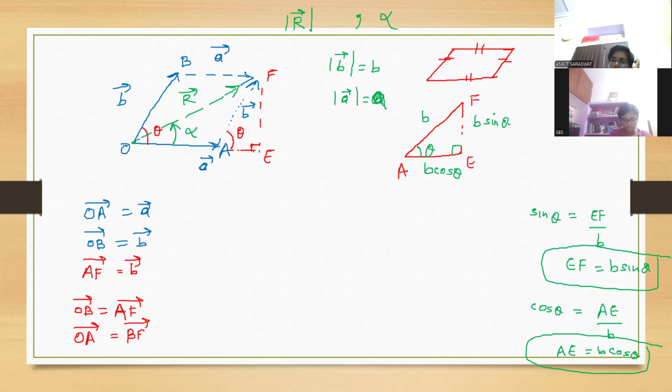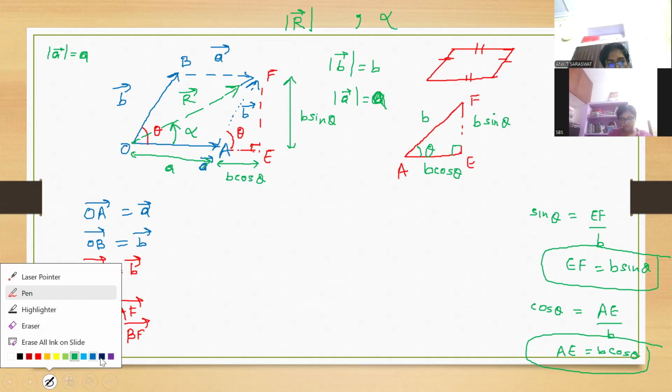Clear? Yes, sir. Now you know this length. If I say mod A, mod A is A, the magnitude. You know this length from here to here, this length is A. And you just found this length is B cos theta, and this length is B sin theta. Any doubt up to this point?